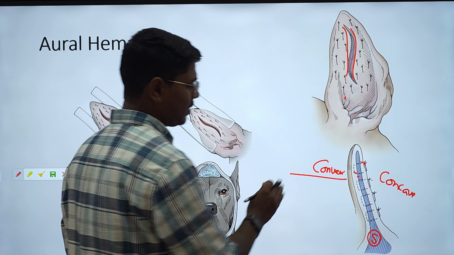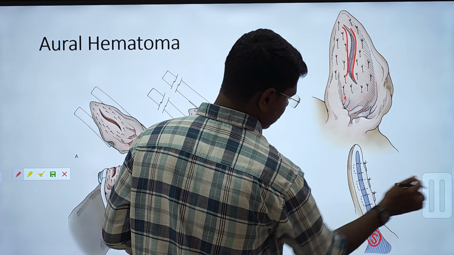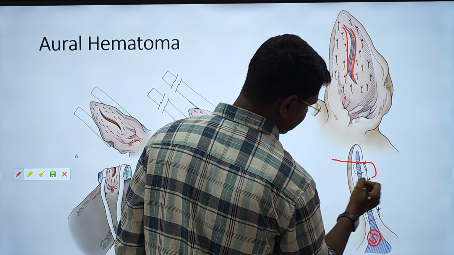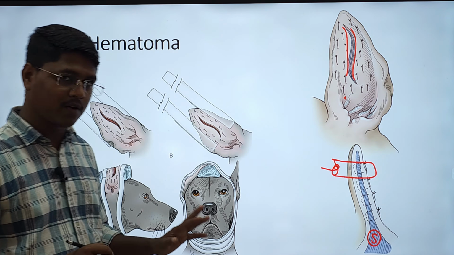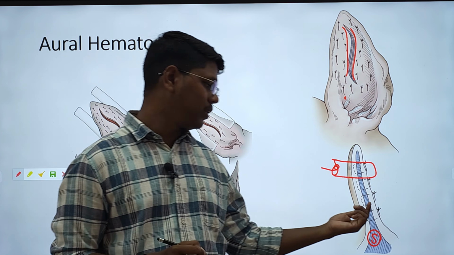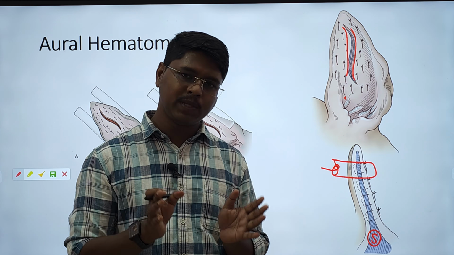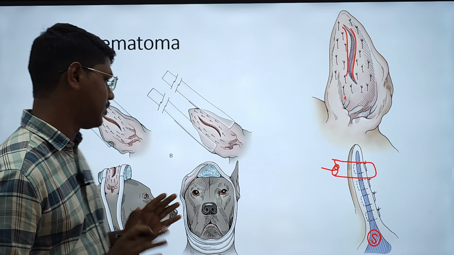Some surgeons prefer through and through horizontal mattress, and the knot will be on the convex side. But in the book you will find this type of method. Both of them work, so you don't need to worry.